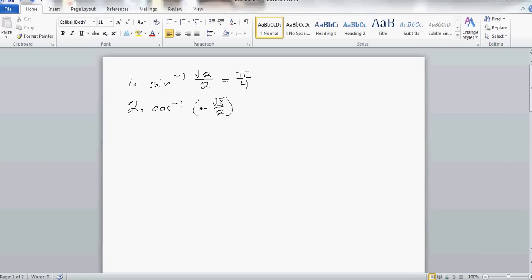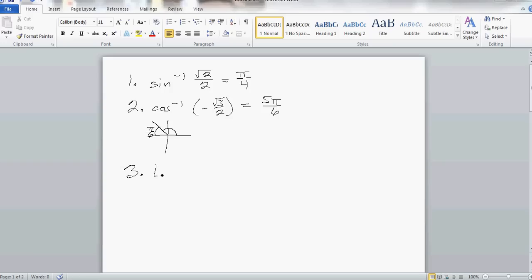Number 2 asks, what is the arc cosine of negative root 3 over 2? Well, now this being negative and we're dealing with arc cosine, the angle is either going to be in quadrant 1 or quadrant 2. The place where it's negative is in quadrant 2. So we know our angle has to be in quadrant 2. And then we look at root 3 over 2. The reference angle is pi over 6. But what we are really interested in is what is that angle right there? And that angle is 5 pi over 6.